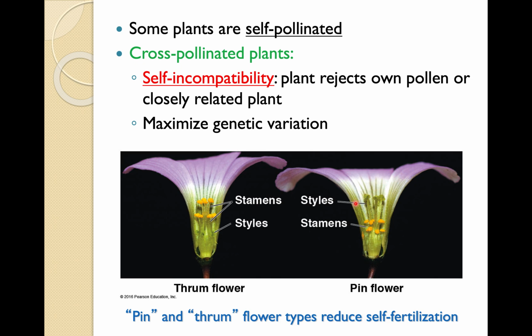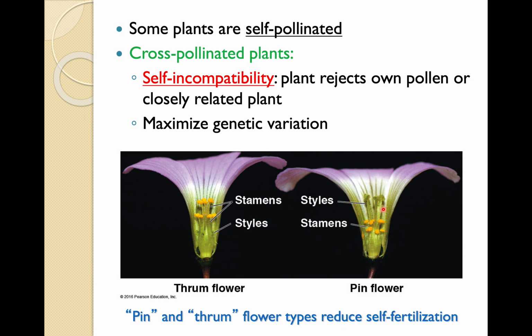So a couple of ways that flowers might reduce self-pollination: if you're wind-pollinated, you may have your stamens sticking up so the pollen gets out of the flower easily and then must be carried by the wind or some kind of animal that visits. So it's not so easy for that pollen to actually fall into where the styles are.